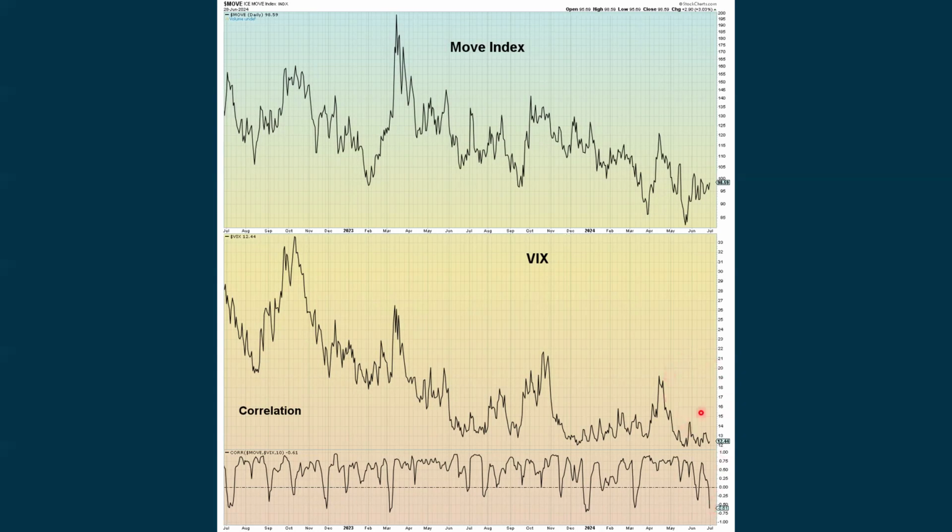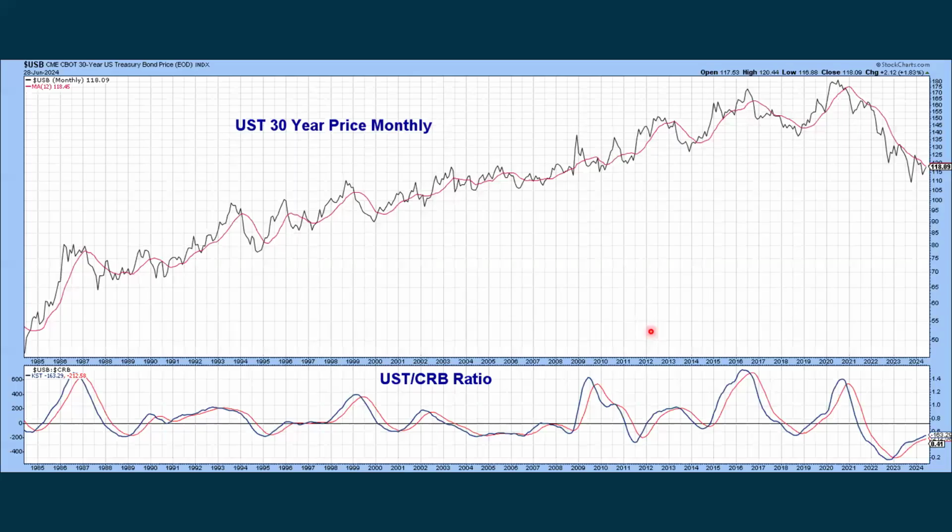But while this is taking place, the volatility is really kind of going in opposite directions right now. Here's a monthly chart of the price of the 30-year bond, where it has been in a downtrend. It's coming back up to the moving average here, but the moving average is still declining. But when we compare the long-term bond with the commodities, bonds continue to outperform. But this can take a long time to shift because this is a monthly chart.